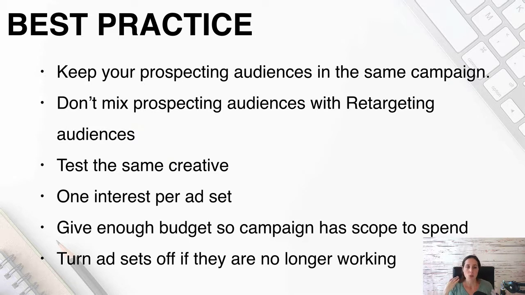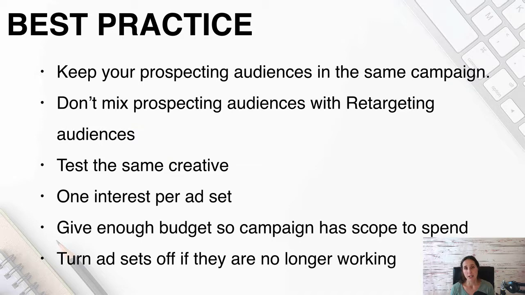So you want to keep your cold audiences in their own campaign with their own CBO budget. And I personally, at this point, would run a retargeting campaign with the budget at an ad set level, so you can control that frequency. I like to test the same creative so that we're dealing with like for like. We're really just testing the audience targeting, and like always, you have one interest per ad set.